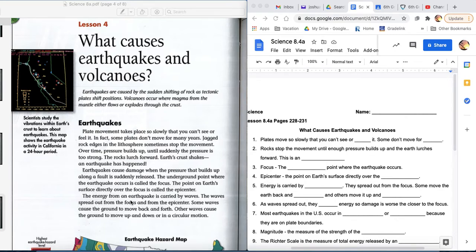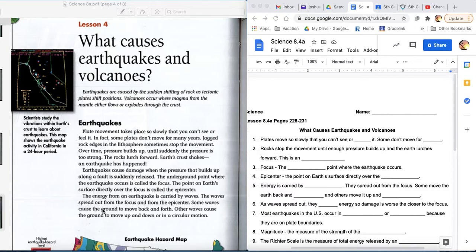The energy from an earthquake is carried by waves. Number 5, the waves spread out from the focus and from the epicenter. So I don't really like that sentence, guys, because the waves spread out from the focus, because that's where the earthquake occurred. It's going to hit the epicenter, but it's not like there's 2 different points where an earthquake happens. It happens at the focus.